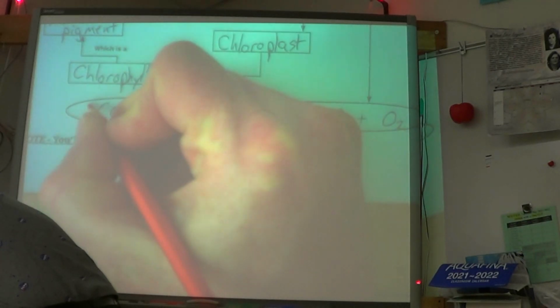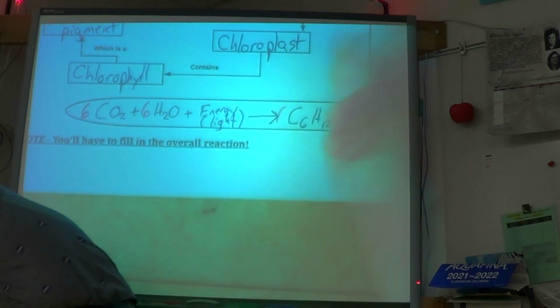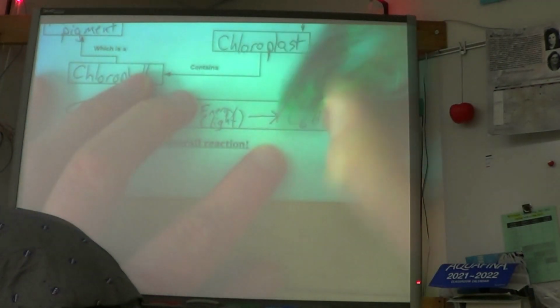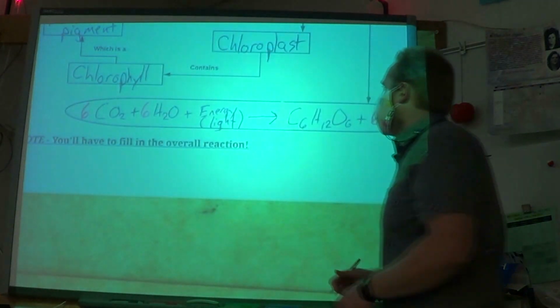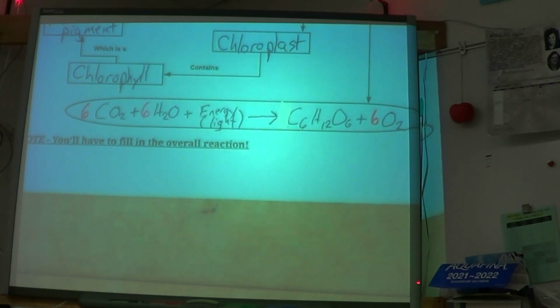So we have to balance chemical reactions. In order for me to balance my chemical reaction, I have to add some sixes. So if I have 6 carbon dioxide molecules, and if I have 6 water molecules and some sunlight, I can produce 1 molecule of C6H12O6, glucose, and I can produce 6 oxygen molecules.